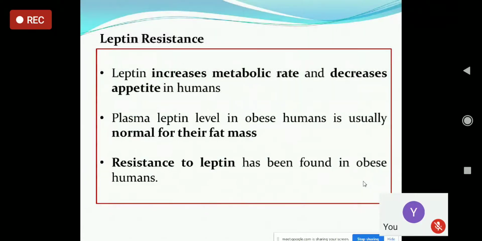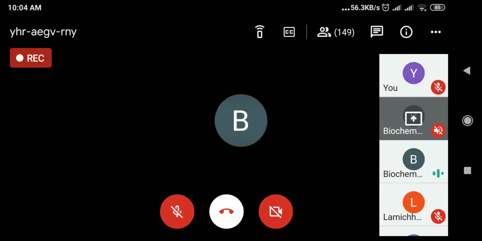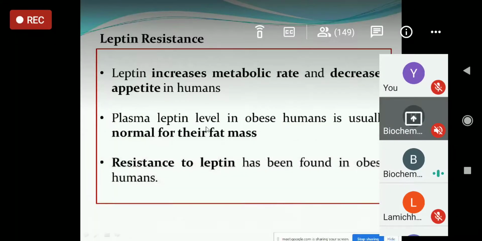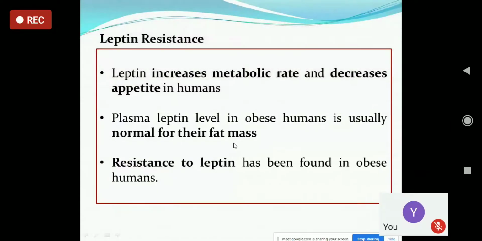There is this thing called leptin resistance. Normally leptin increases the metabolic rate and decreases appetite in humans. In obesity, plasma leptin level is usually normal for their fat mass, but there is leptin resistance found in obese humans. Normally, when leptin is released from the adipose tissue, it acts on the hypothalamus, due to which it regulates the appetite.